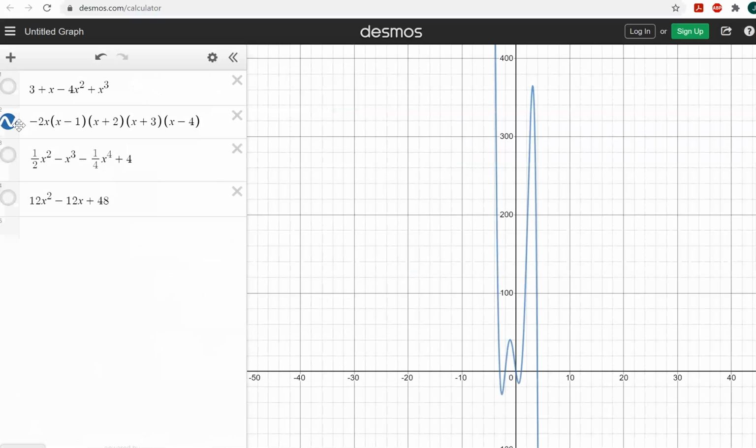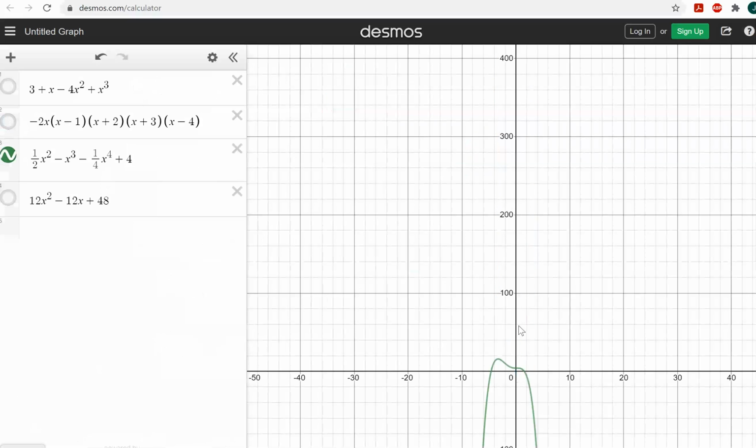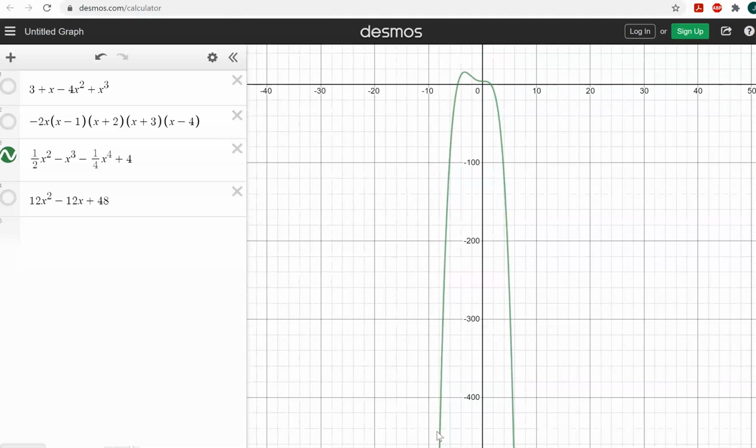So if we check this with the graph, we can see our function's down here, and it goes to negative infinity, negative infinity. Again, there's some cool stuff happening in the middle there, but that's our short run behavior, which we'll talk about later.